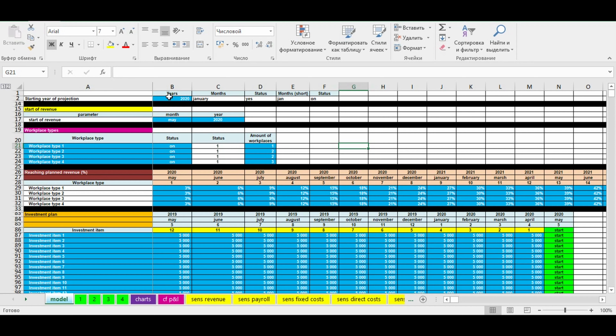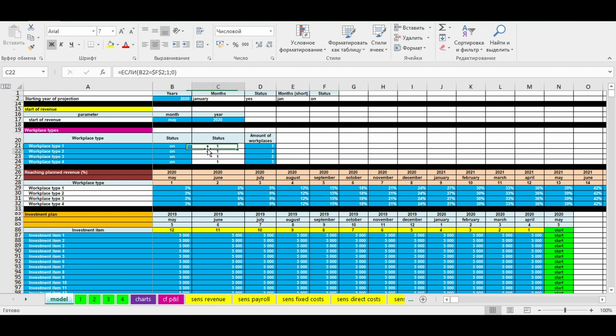Now let's go through the model and I will show you what items you should pay attention to if you want to run this business. In our model, all inputs are colored in blue. Other cells are automatic. First of all, we enter the year when all our financial projections start. Then, we enter the year and month when we get the first revenue.